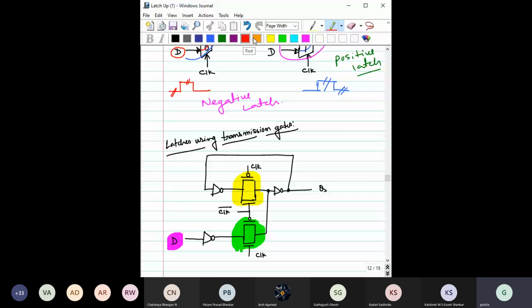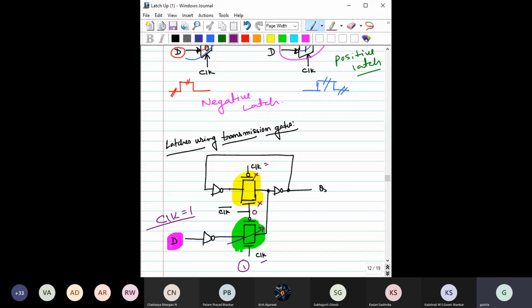Say when clock is equal to 1, that would be easier first. When clock is equal to 1, what will happen to this pass transistor? This is already 1, and this is 1 bar, which means 0. So this is now transparent. What about this pass transistor? Here the clock is equal to 1, so this PMOS is off. This is clock bar, so this is 0, so this transistor is also off. That means this is in an off state, and there is no connection between this and this.